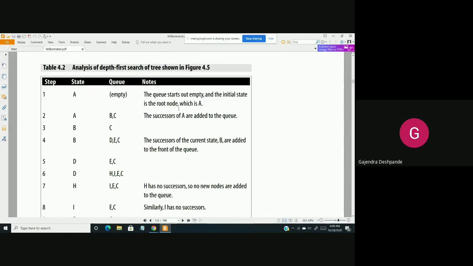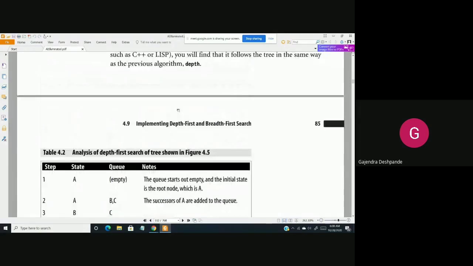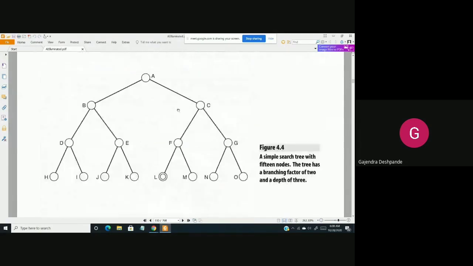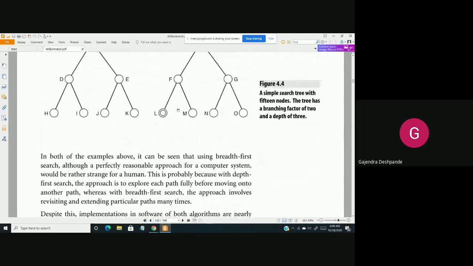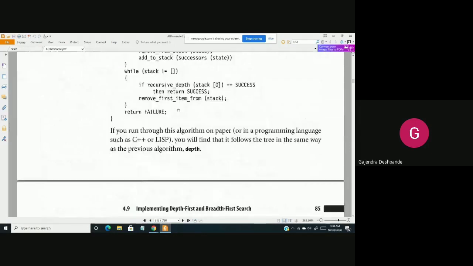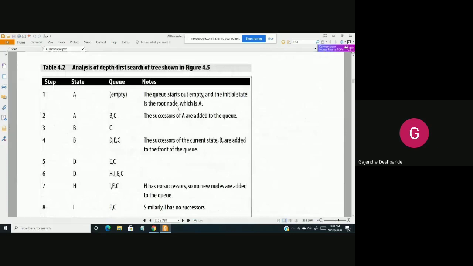You can observe it in this diagram. You can see here B has two children, D and E. Now we have added D and E to the front of the queue. You can see here in the fourth step, even though C is there, C will remain as it is, but we have added D and E to the front of the queue.